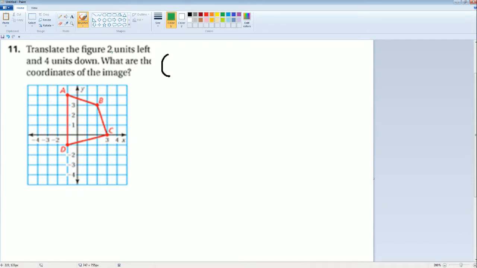So 2 units left. To the left, that is subtracting in x. So x is going to be minus 2. And 4 units down, which is down, which is y. The subtract of y. I'm going to write that. Let's do that in purple. Y minus 4. Okay. Good.